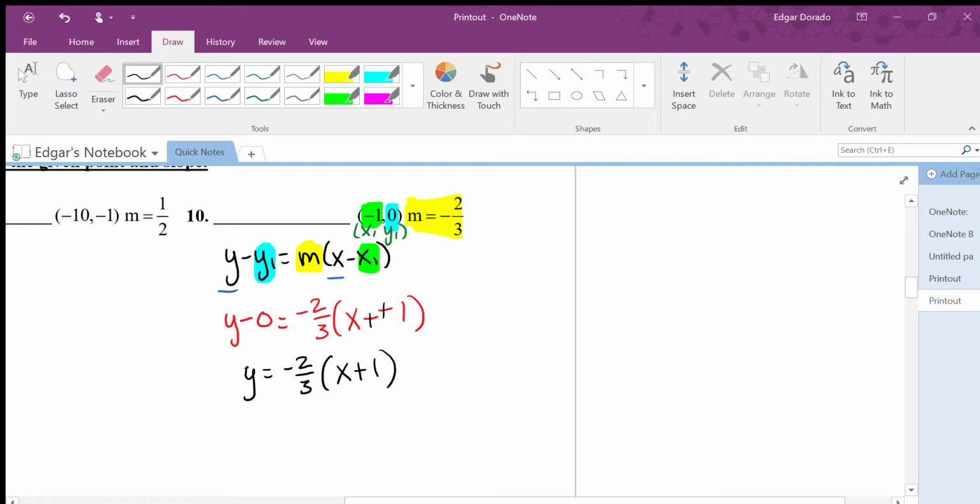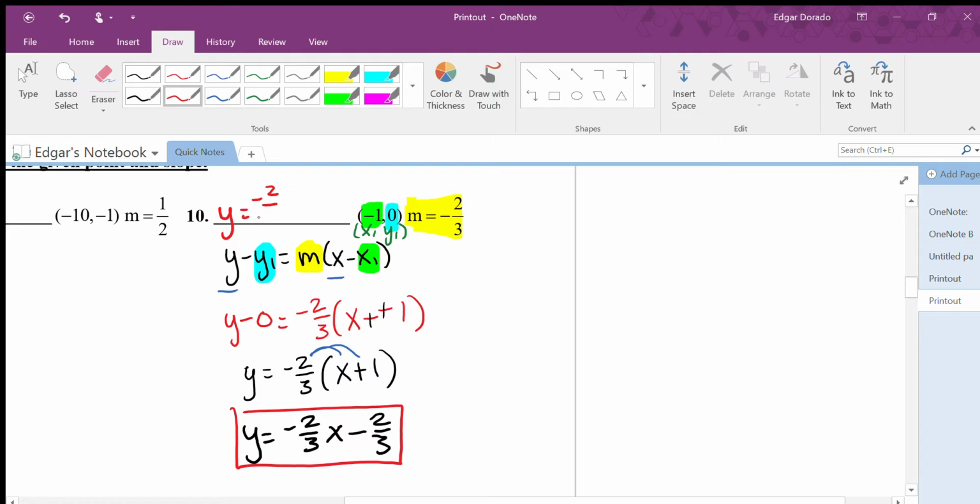Okay, it kind of looks like it's in slope-intercept form, but not quite, because we haven't gotten rid of that parentheses. We got to get rid of that parentheses by distributing. So my final answer really is y equals negative 2/3 x. And then negative 2/3 times 1 is just another negative 2/3. And look at that. That is exactly what we had on the above answer. So y equals negative 2/3 x minus 2/3.